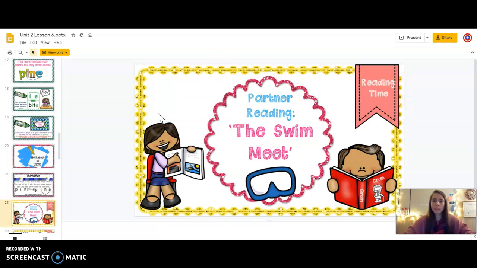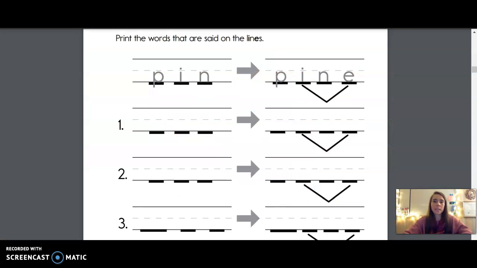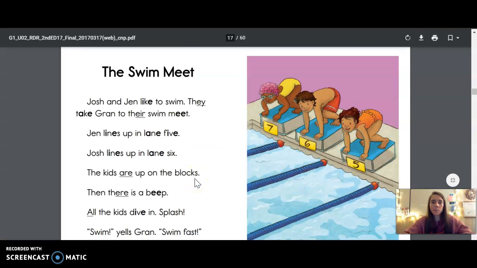Let's move on. Ooh, we're going to read another story today, boys and girls. Jump up and down 5 times if you're excited. 1, 2, 3, 4, 5. So the swim meet is a story that we're going to read today. Let's take a look at the swim meet.